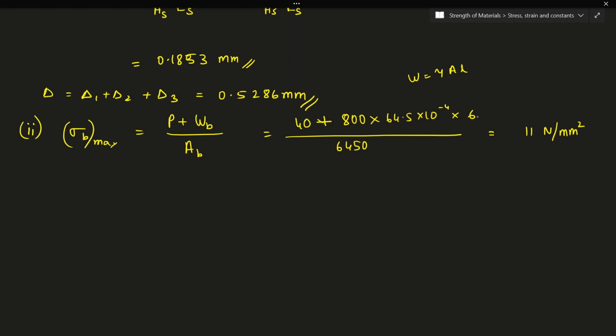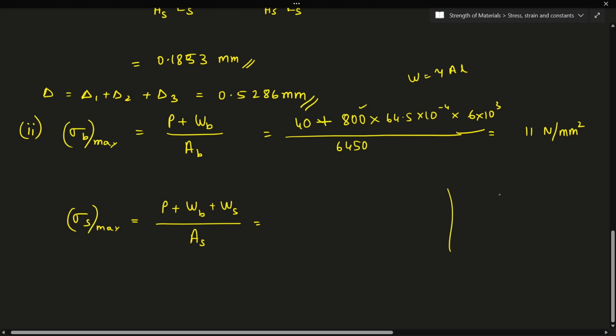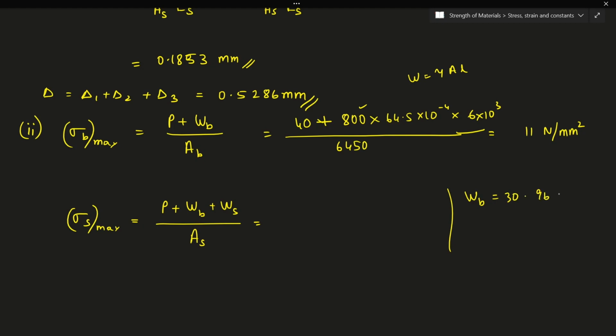Also, again into 10 to the power of minus 3 is also there in the numerator. So this is in kilonewton, right? So for steel now, max will be equal to the applied load P plus the weight of brass plus the weight of steel divided by the cross sectional area of steel. Upon simplification, WB will be equal to 30.96 kilonewton and WS will be equal to 61.33 kilonewton.